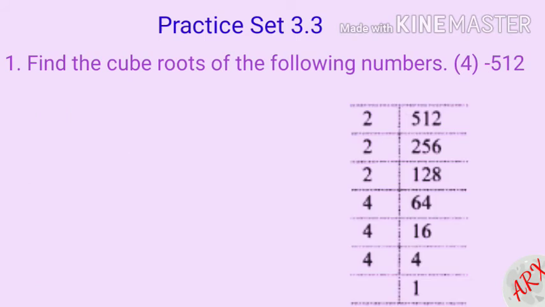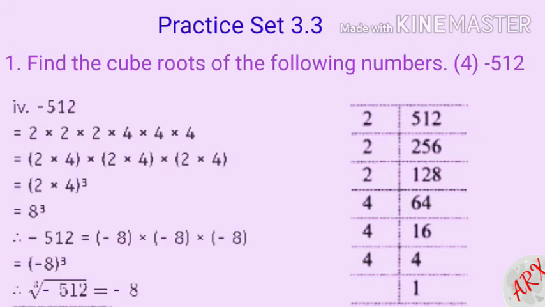Question number 4. Minus 512. If we put factors of 512 as you can see on the screen, the factors will be 2 into 2 into 2 into 4 into 4 into 4. Now, we will make 3 groups. 2 into 4 in one bracket, again 2 into 4 in the second bracket, again 2 into 4 in the third bracket, that is 2 into 4 raised to 3, that is 8 raised to 3. So, cube root of minus 512 will be minus 8.